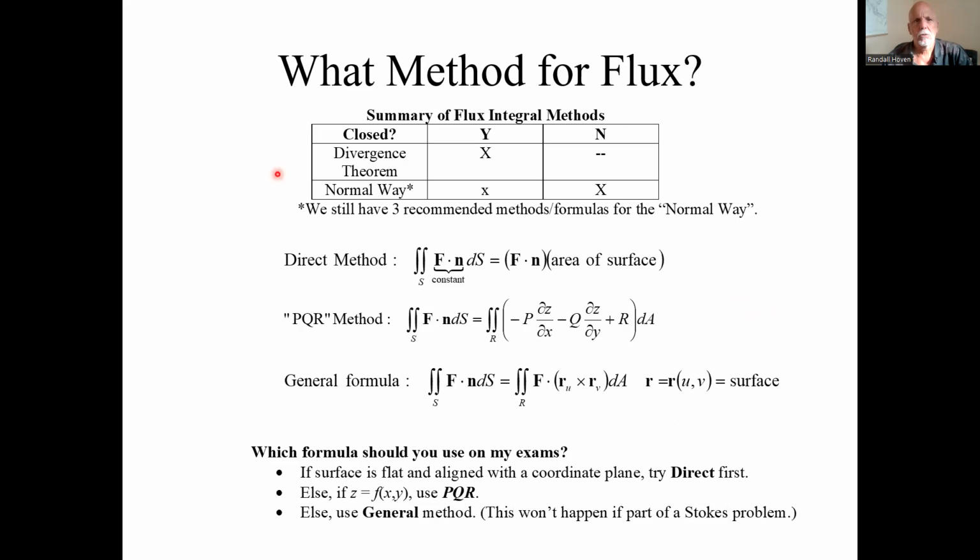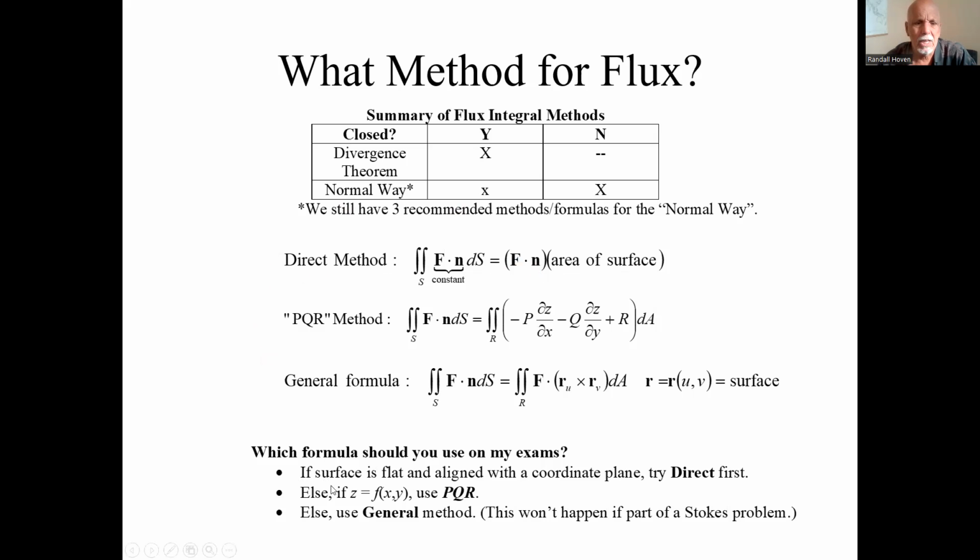And about the flux integral, well, if it's closed, then use the divergence theorem. If it's not, do it the normal way, but we have three ways of doing that, listed from easiest to hardest. Easiest is the direct method, where you don't even have to take an integral, but F dot n has to be a constant, and you need to know the area of the surface.